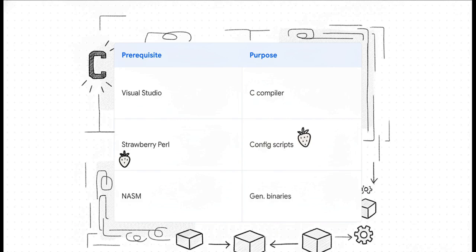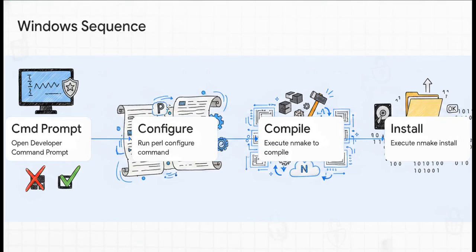First, you need Visual Studio installed, specifically for its C compiler. Second, you must install Strawberry Perl. Yes, the Windows configuration scripts are still written in Perl. And third, you need NASM, the Netwide Assembler, which is required to properly generate the final executable binaries. Got your tools? Okay, here is the Windows build sequence, but listen closely to step 1.